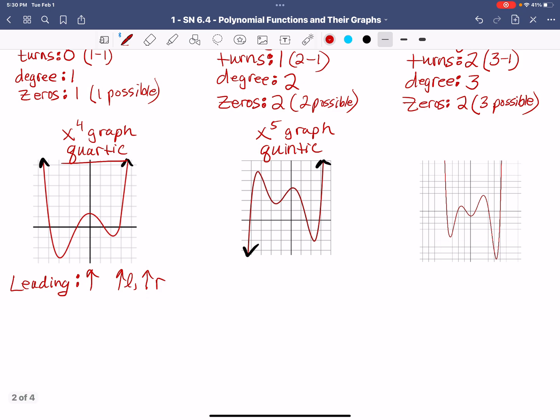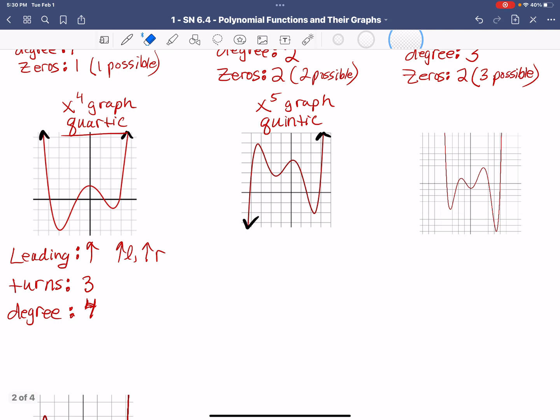All right, turns, I can count them. I see them right away. I've got 3 turns. Degree, well, I told you at the top this was an x to the 4th, but 3 plus 1, right? So 3 turns plus 1 is degree 4.